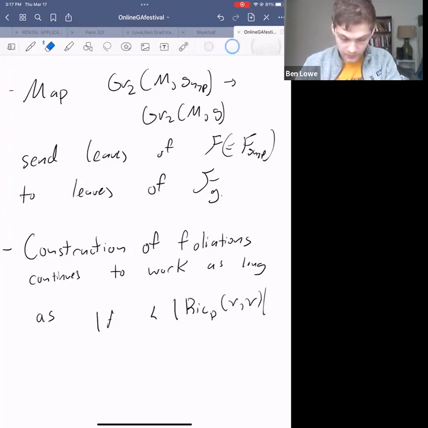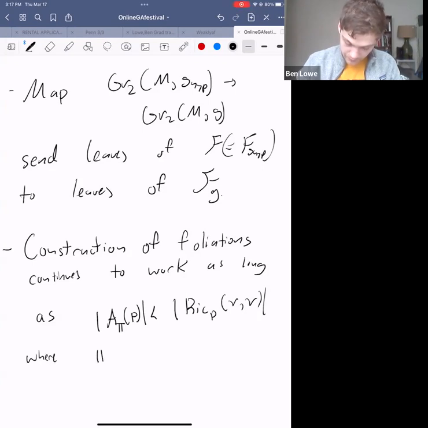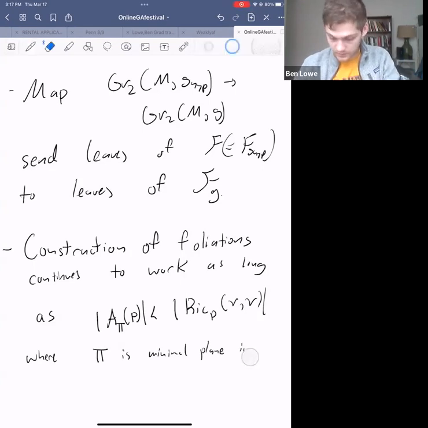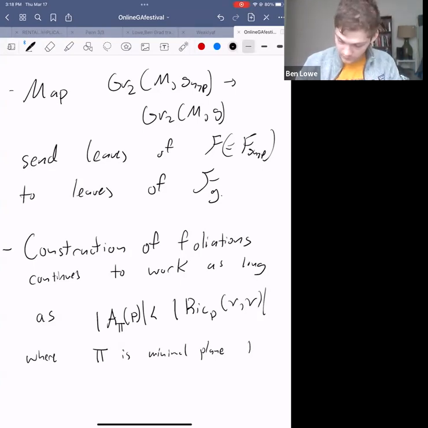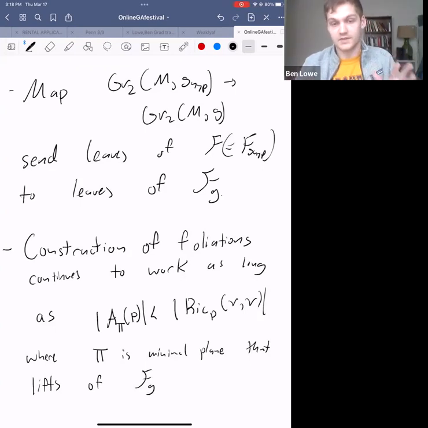So I'll say this is the second fundamental form at P of the surface pi, where pi is any minimal plane that's a leaf of F. So all of the leaves of F sub G are just going to be lifts of these minimal planes pi.